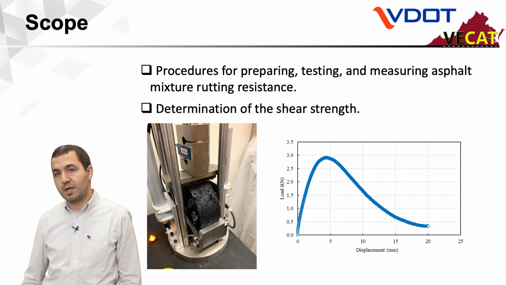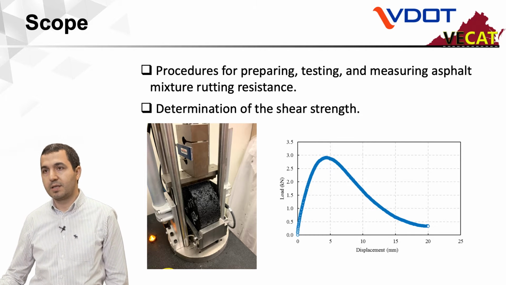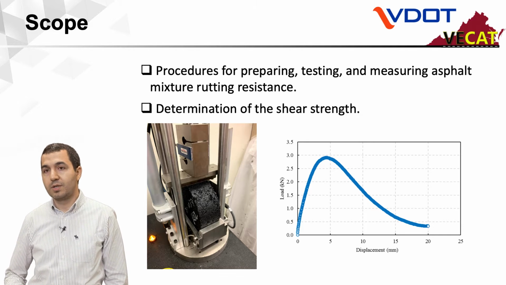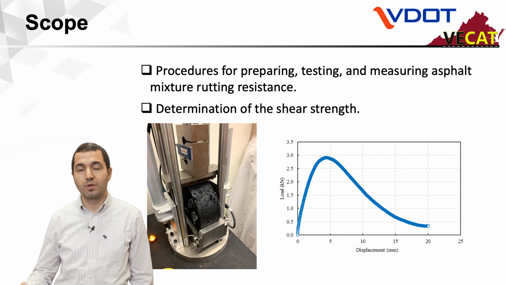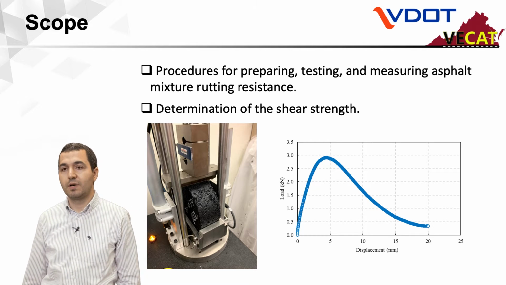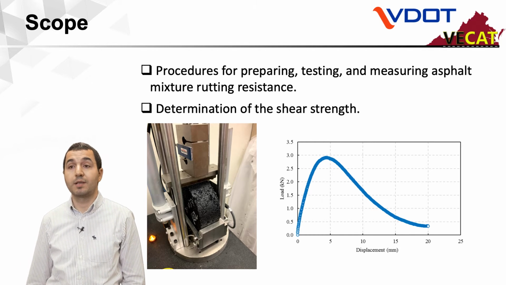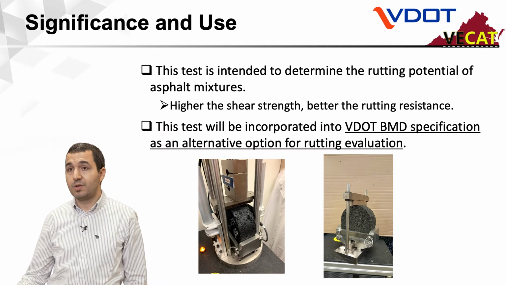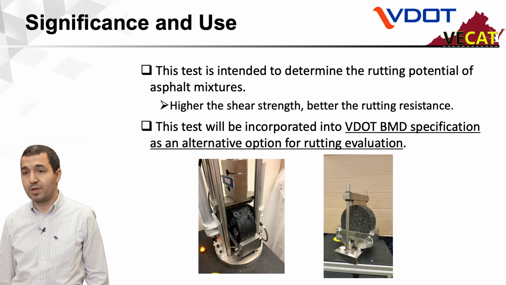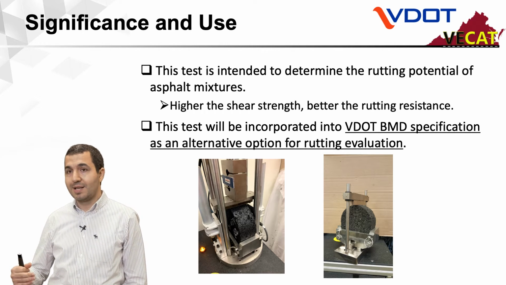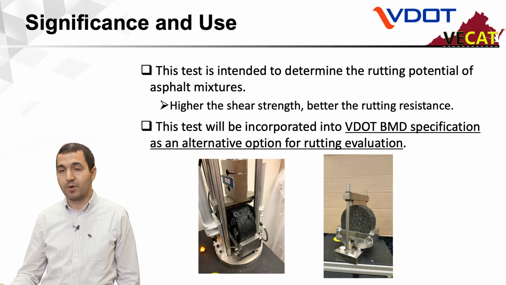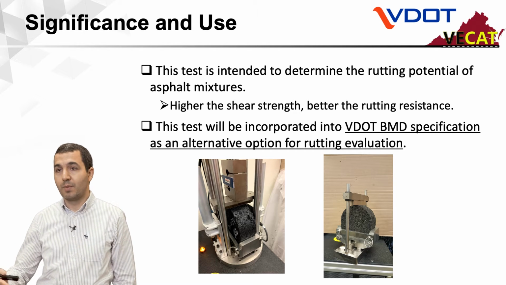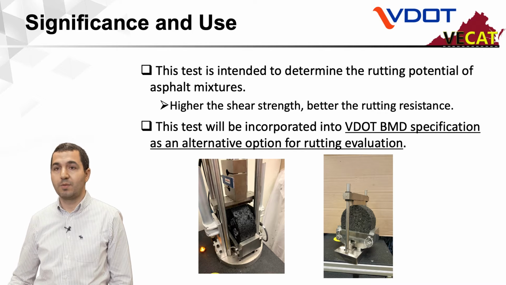This test method covers procedures for preparing, testing, and measuring asphalt mixture rutting resistance, and also determination of shear strength to quantify rutting potential of asphalt mixtures under this test. This test method is intended to determine the rutting potential of asphalt mixtures. The index that you get out of this test, as I said, is the shear strength, and the higher the shear strength, the better the rutting resistance of the asphalt mixture.